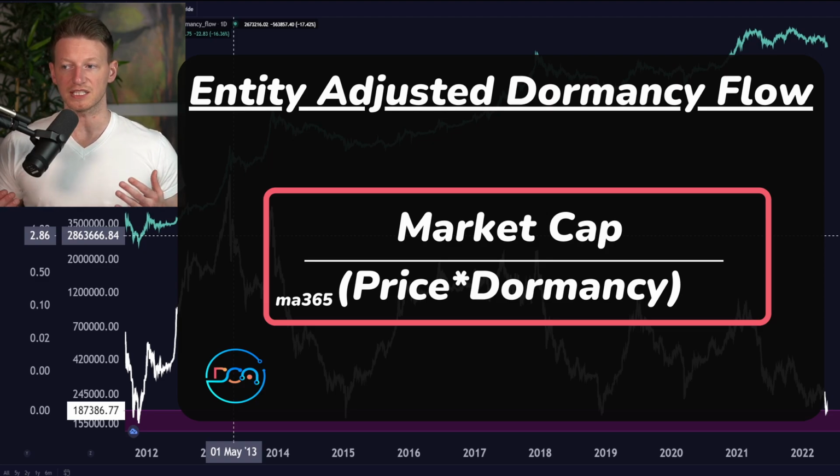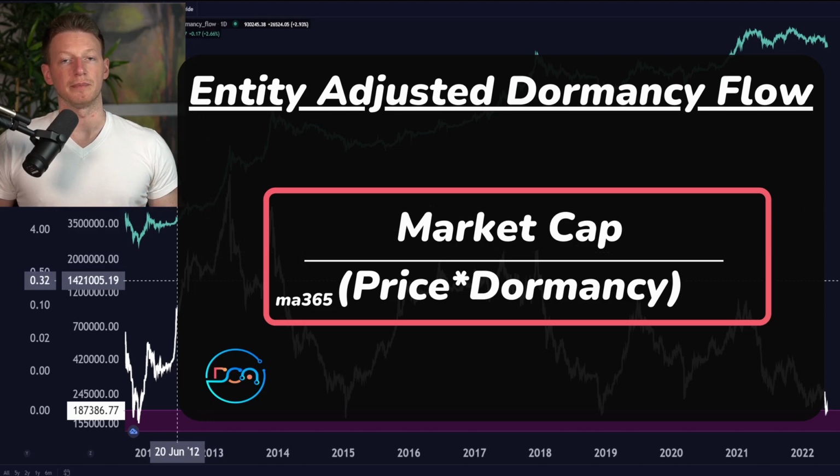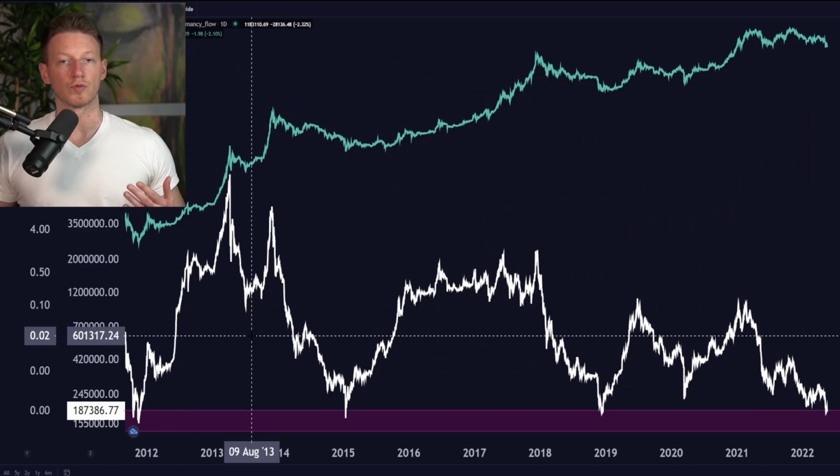Well, this is basically showing us when the market cap is very high relative to the annual value of the coin days being destroyed. So when it's very high, this is a bullish sign for the market because it means there's still a lot of room for the market to go.